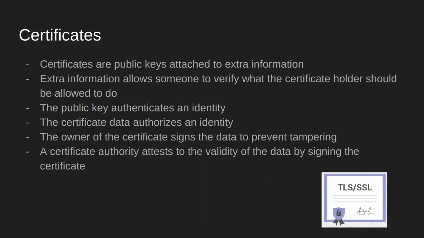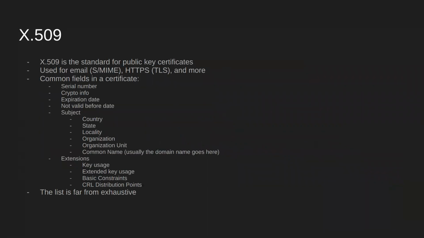Now, you can't just have data independent of the public key. So the way they're attached together is by putting them together and then signing it. And so now if anyone were to tamper with the extra data, then the signature wouldn't match. And then there's also a certificate authority that attests to the validity of the data, because if I can create a certificate saying anything, how do you know that it's really me? Well, a certificate authority attests to the validity of that data.